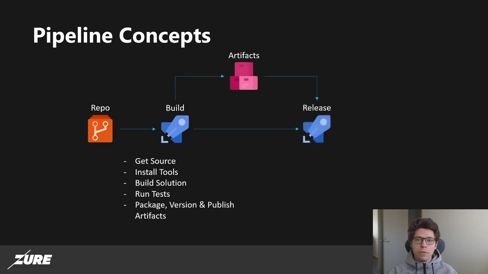Then those packages are moved through Azure Artifacts to your release pipeline. And why you would have two of these is, of course, that you might run a lot more builds that might not pass your tests, and you wouldn't want to release those.